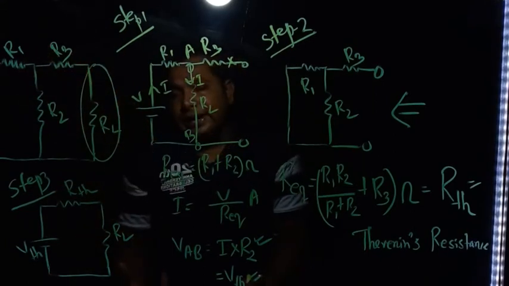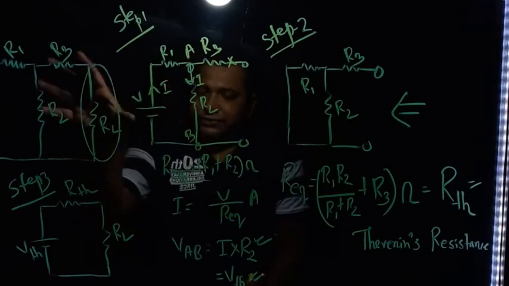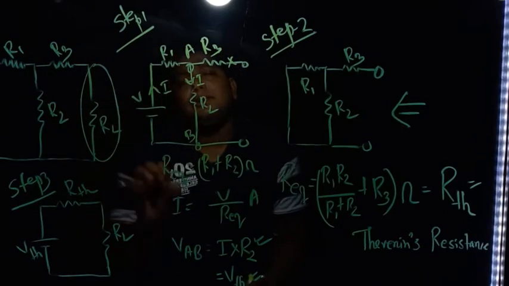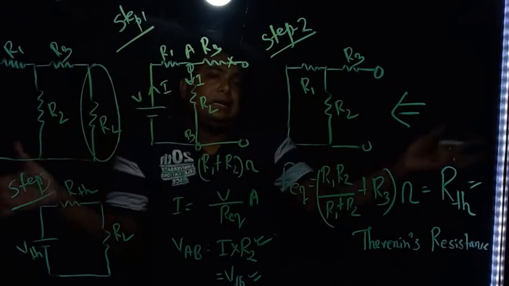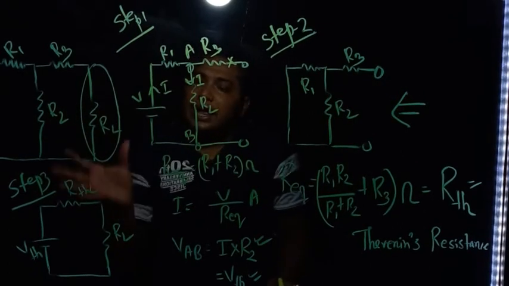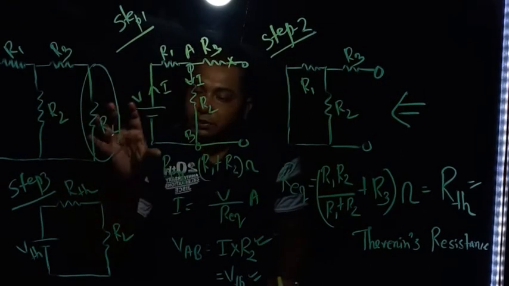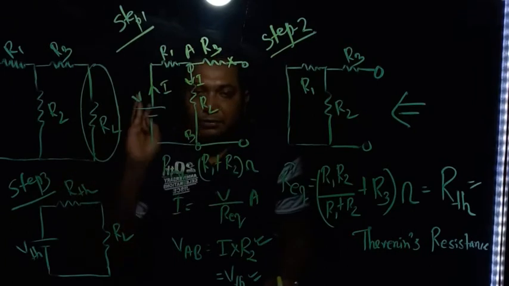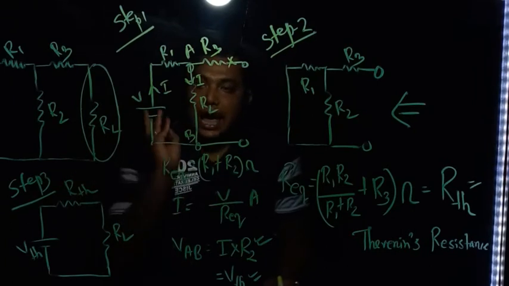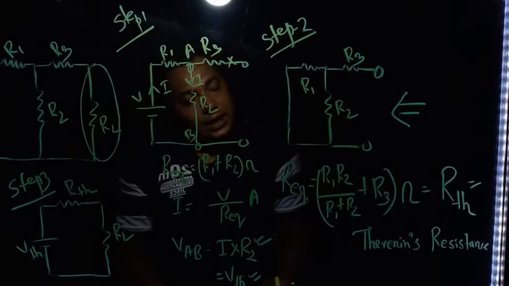Now the point is, for your better understanding I have taken a smaller circuit. The circuit may be a larger one also. Then also the last step circuit will always be this kind, that means the VTH, the RTH and RL all connected in series.